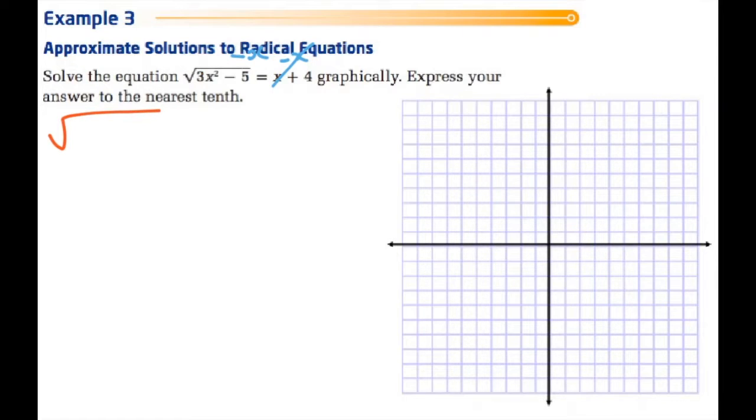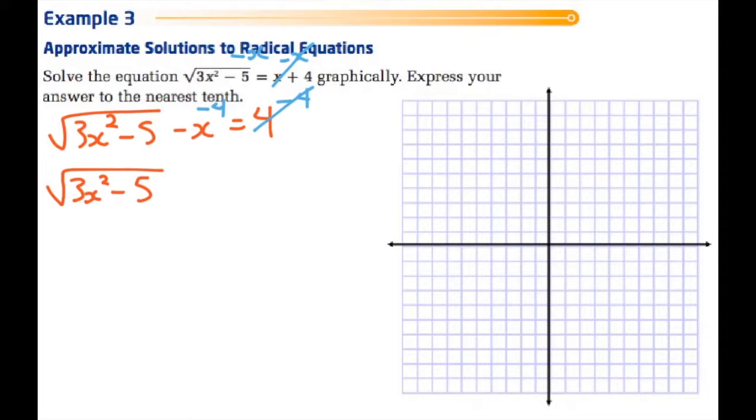We have square root of 3x squared minus 5 minus x equals 4. Again, the x we subtracted cannot go under the root sign. It wasn't there to begin with. It can't automatically go under one. Likewise, we'll subtract 4 from both sides. And we have square root of 3x squared minus 5 minus x minus 4 equals 0.